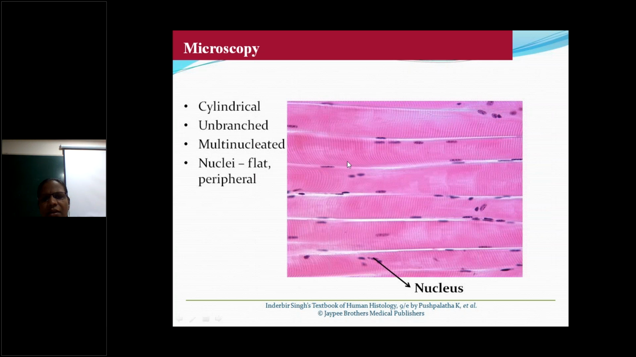Here you are able to see multinucleate condition is seen. That's the main identification feature. And you are able to see cross striations are very close to each other. No branching or anastomosing is present in the skeletal muscle fiber.